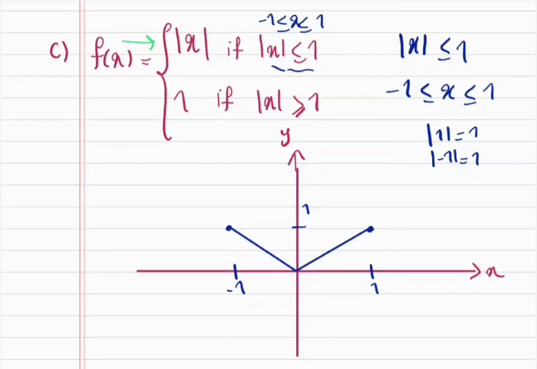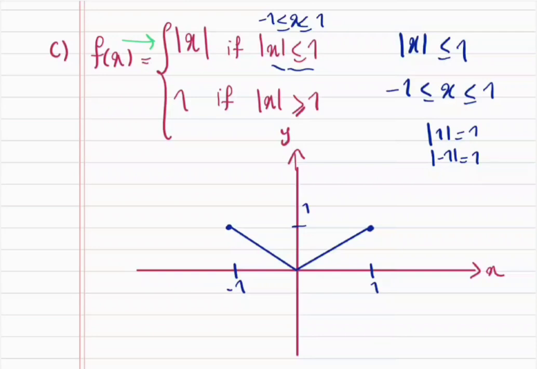Basically, the second one is talking about everywhere else. So this one is talking about when x is greater or equal to 1 or less than or equal to -1. So this is talking about everywhere else in the x domain, and in all of those areas the function is equal to 1. It just means that we extend this line, so like this, in both directions.